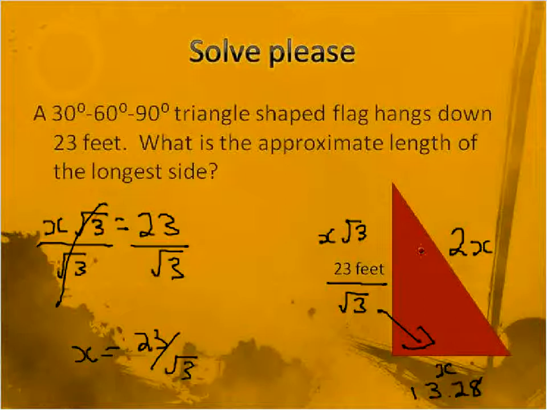But we are asked to find the length of the longest side, and that's 2 times this amount. So we can multiply that 13.28 times 2, or if you save that number with all of the decimals in your calculator, like I did, you can multiply the full number times 2, and what you'll end up with is approximately 26.56 as the length of the longest side.